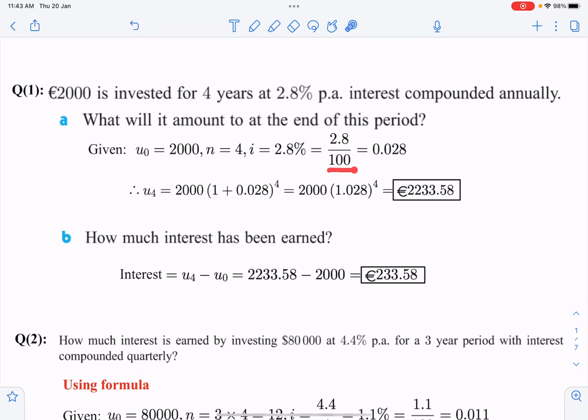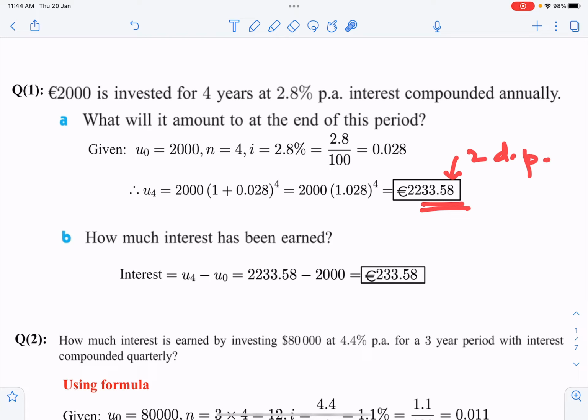So 2.8 divided by 100 gives you 0.028. Therefore, in the formula, U4 is equal to 2000 into bracket 1 plus 0.028 to the power 4. You can also write, if it is increasing, 1 point the rate of interest in decimals, and if it is a decreasing rate, then from 1 you will subtract it and write it in decimal form. So I have calculated all this. The answer is 2233.58 euros. Currency we write to 2 decimal places.